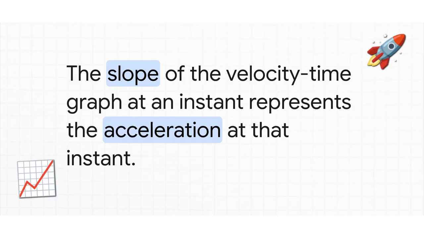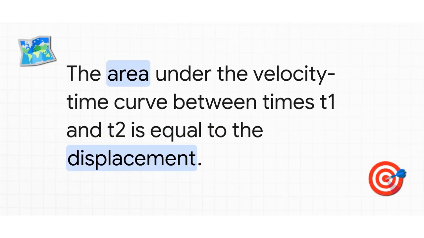So here's your first hot tip. The slope of a VT graph, you know, how steep the line is, that directly gives you the acceleration. The steeper the line, the greater the acceleration. And if it's a straight line, that means constant acceleration. Easy peasy.